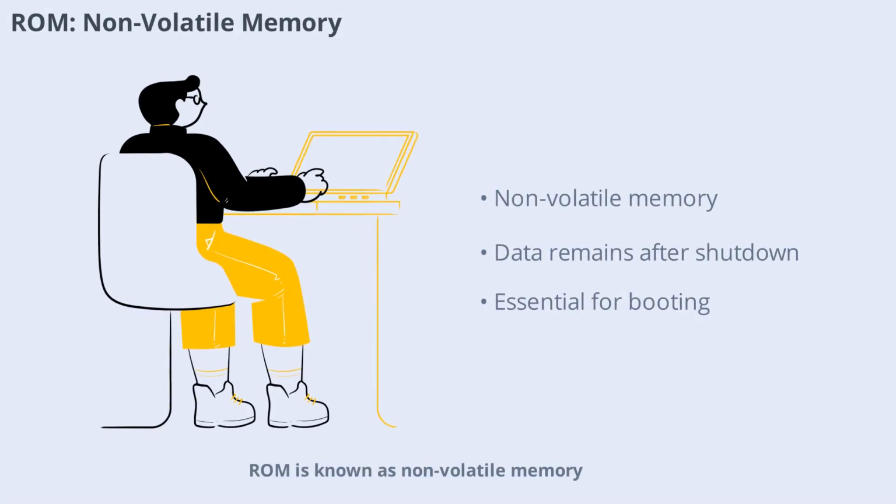ROM is known as non-volatile memory. This means that the information stored in ROM remains even when the computer is powered down. It's like writing in a notebook. The notes stay there until you decide to erase them. ROM is essential for storing the instructions that tell your computer how to boot up and perform basic operations. Without ROM, your computer wouldn't know how to start.